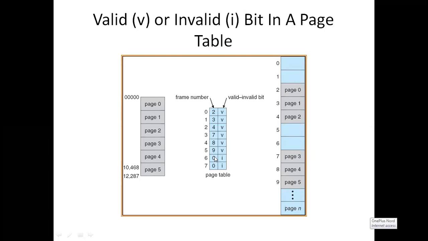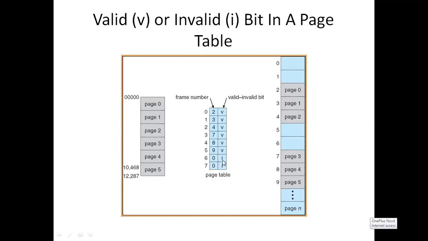Not available in the memory. Actually, here they mention 0, 0, but we should not mention 0, because 0 is also a frame. Here we need to mention hyphen, hyphen. Pages 6 and 7 are not available in the main memory, so invalid, invalid. There is a flaw in the diagram, so here we need to mention hyphen, hyphen. Why? Because these pages are not available in the main memory frames.